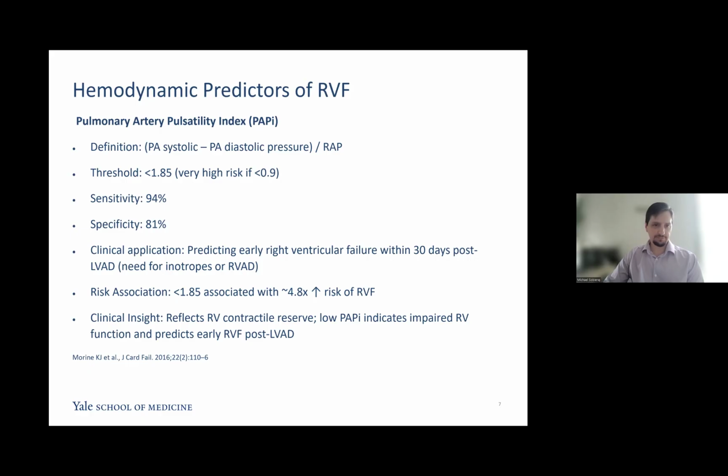Actually, 1.85 was shown to have a pretty good sensitivity and specificity, but as you can imagine, when you're at the point of dropping your PA pulse pressure, that tends to be a lot later in the process as opposed to an early predictor. So it's usually not fully telling us something we may not already know about the patients inherently by itself in isolation. But that's the way I like to think of it, that it basically reflects the contractile reserve of the RV.